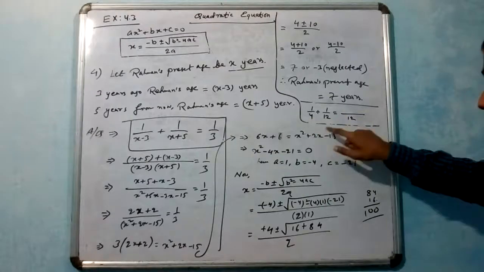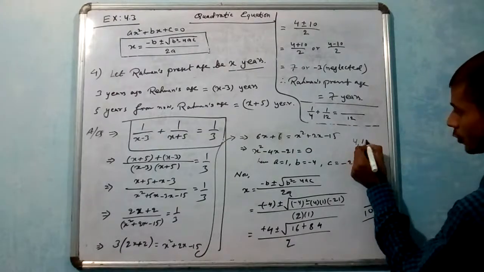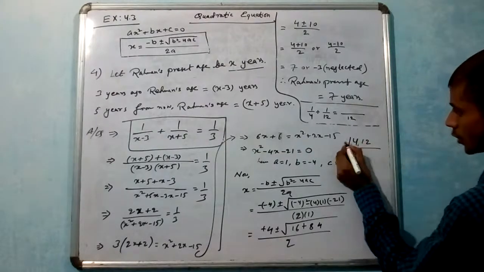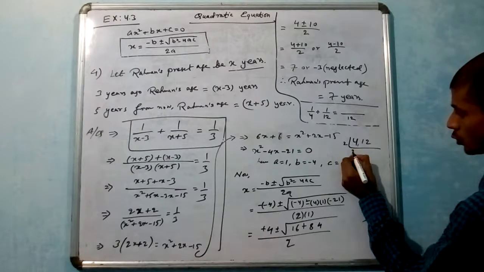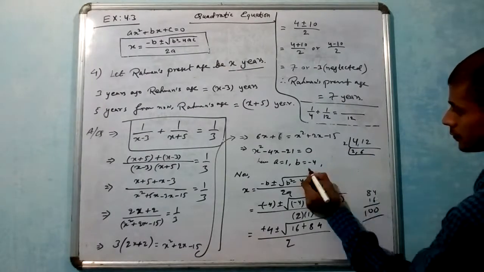Okay. If we want to find the LCM of 4 and 12, how to find? 4, 12. We start from the smallest number, 2. 2 2s are 4, 2 6s are 12, and then 2 1s are 2, 2 3s are 6.